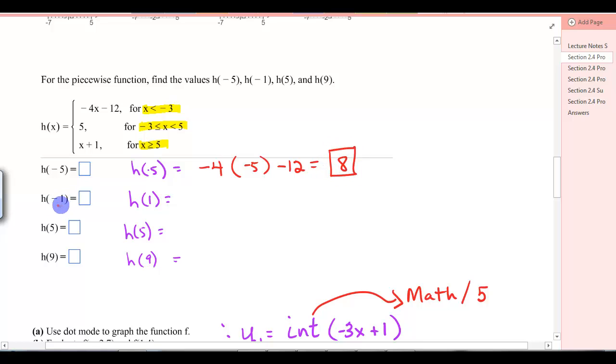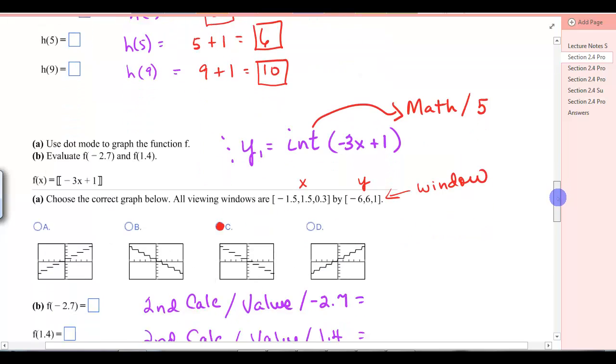All right. -1, and that's, I don't have a negative there. Where does -1 fall? -1 falls here. So there's nothing to plug into, so that's just going to be 5. Because it says for all numbers that fall in this area, it's going to be the horizontal line, 5. +5, well, that's this parameter. So this will be 5 plus 1, which is 6. And 9 is also in this parameter, so this would be 9 plus 1 equals 10.